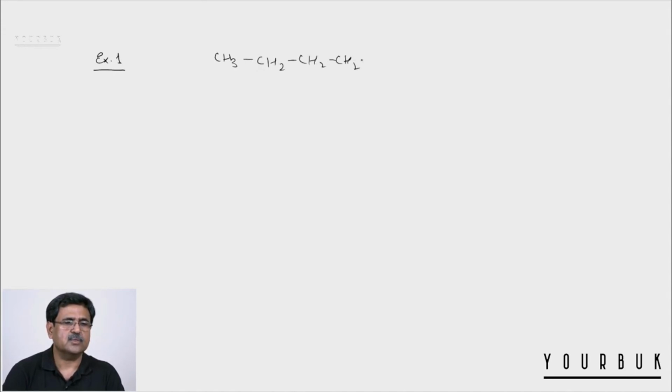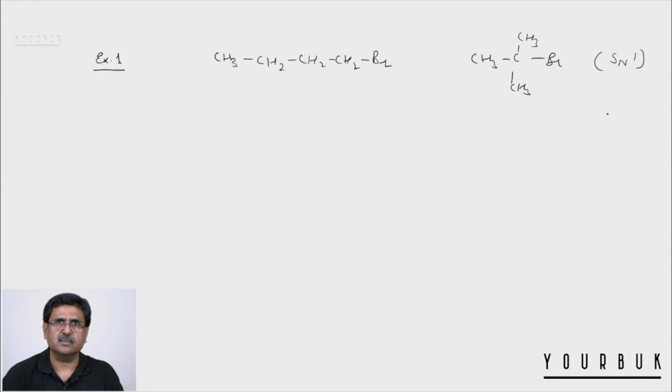So, we will discuss two examples about the SN1 and SN2 mechanism. Now, this is our example number 1. Suppose you are given these two isomers: CH3CH2CH2CH2Br, and (CH3)3CBr. So our aim is to compare which one is more reactive towards the SN1 mechanism.